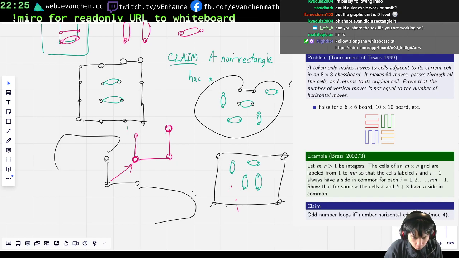Okay, and then I do a 4 coloring inside. A, B, C, D. Yeah, so I've reduced it to a statement about domino tilings.